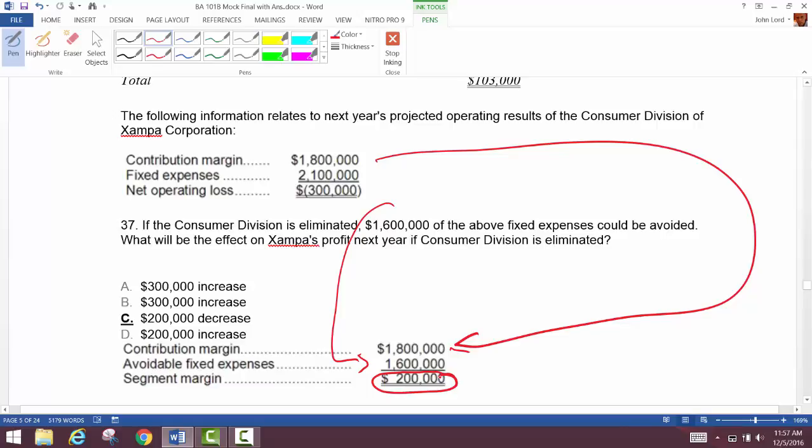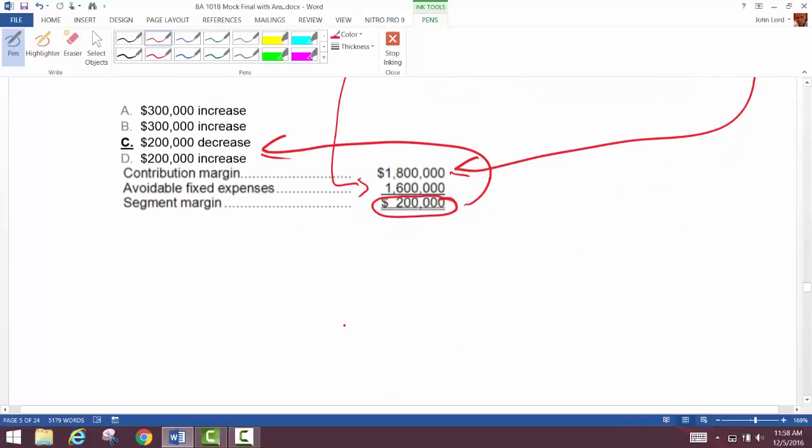So if we get rid of Zampa, we're going to get rid of that contribution margin that's contributing to the fixed costs that aren't going away. They're going to be there regardless, right? So we would have an overall decrease in the profitability of the company. Even after you get rid of the avoidable fixed costs, they're still contributing 200,000.